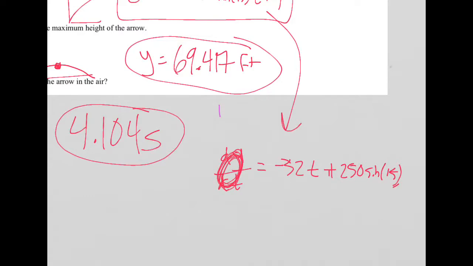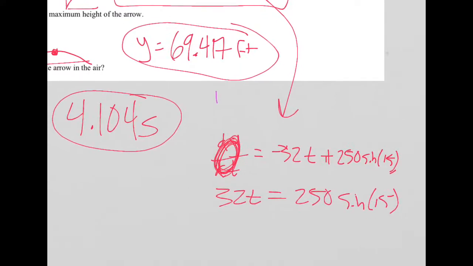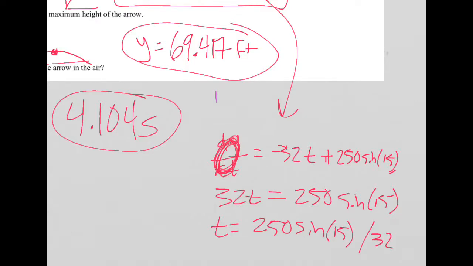So what could I do? Well, I'm going to add 32t to both sides, and I get 32t equals 250 sine of 15. And let's get t by itself. So the time where it's at its maximum height will be 250 times the sine of 15 divided by 32. And let's go ahead and figure out what that value is.